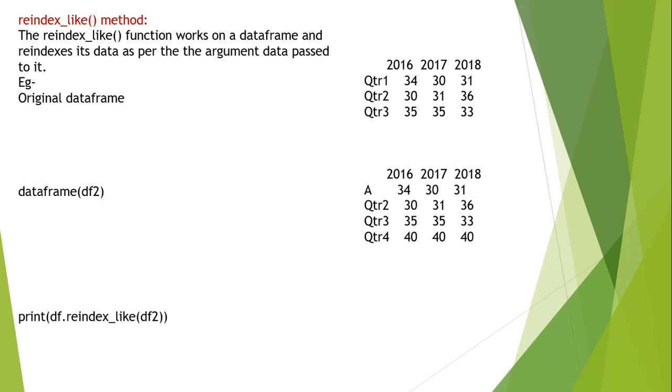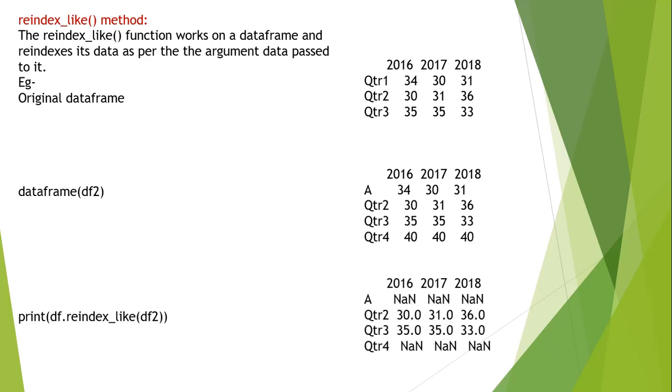Since the indexing has to be done according to data frame 2, whatever indexes are there in data frame 2 have to be taken. If that particular index of data frame 2 is not there in data frame 1, that is the original data frame, it will create the index for this also, but it will fill the values as NaN. Okay, now let's see the output here. We have three columns: 2016, 2017, 2018, and the indexes are a, qtr2, qtr3, and qtr4.